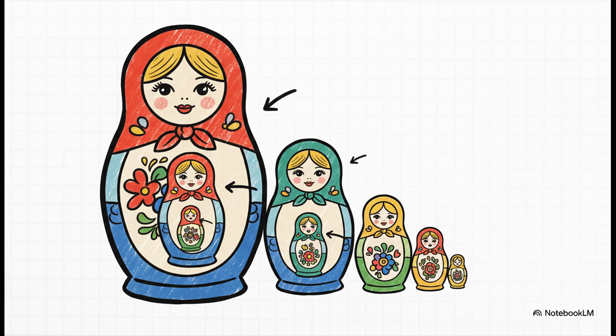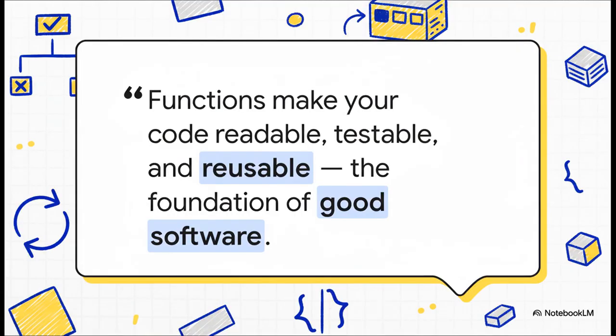Recursion. This is when a function calls itself. I know, it sounds a little weird, but think of it like those Russian nesting dolls. Each doll contains a smaller, identical version of itself. Recursion is perfect for problems that can be broken down into smaller pieces of the exact same problem, like navigating a file system.